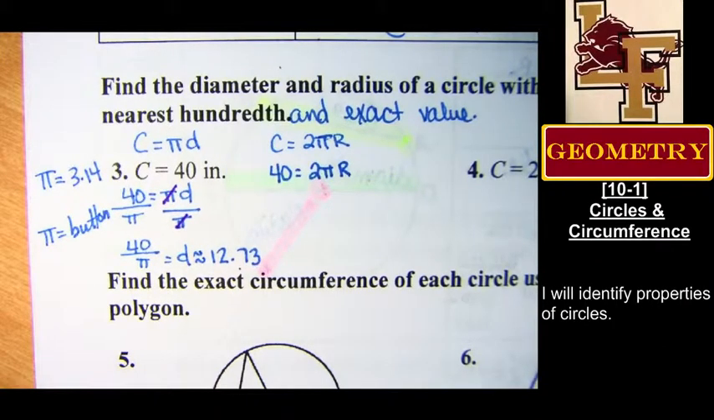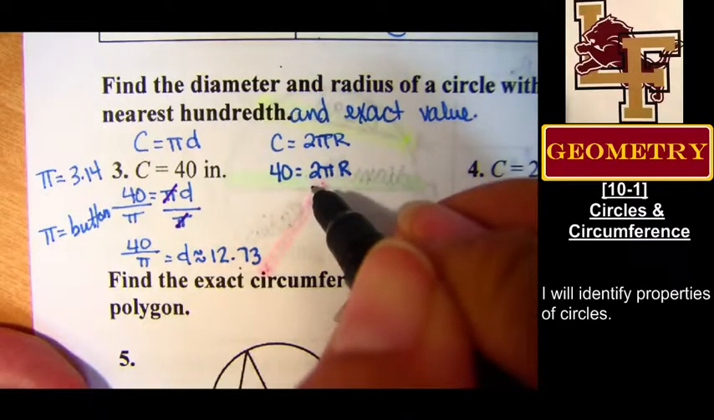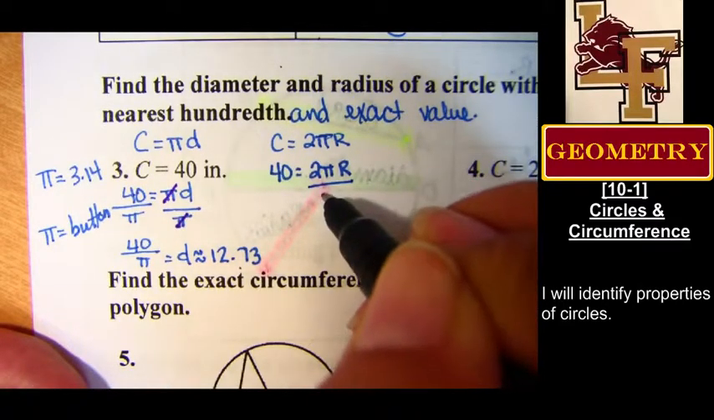Well, what's near it? The 2 pi. That I want to get rid of. What is happening between the 2 pi and the radius? Multiplication. So how do I undo multiplication? And what am I dividing by? Beautiful.